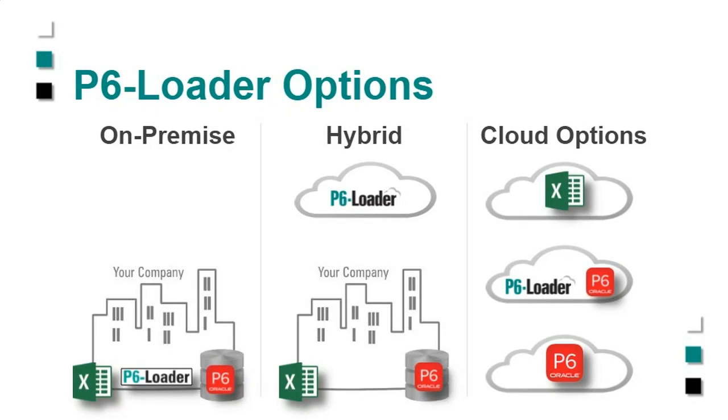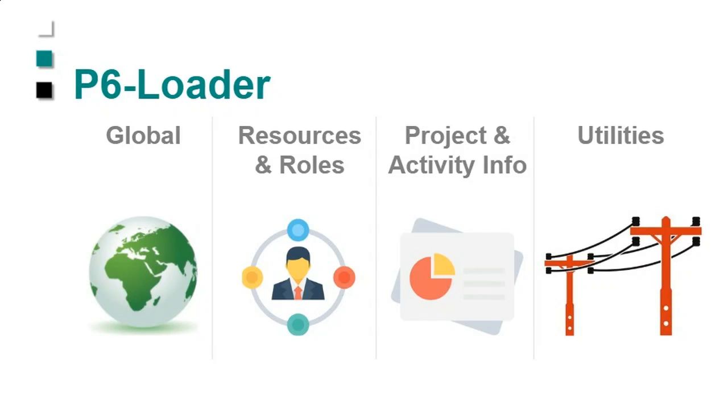So the way that P6Loader works is we access pretty much all of the data elements in P6. We're well over 99%. Global data, resource roles, project activity information, and all the dictionaries, global calendars, things like that in global data. And then there are some additional utilities for importing XERs and things like that that we also have in P6Loader.